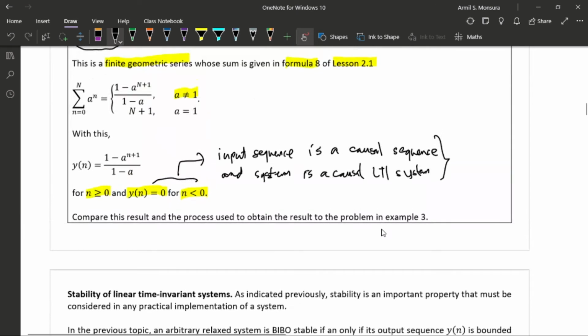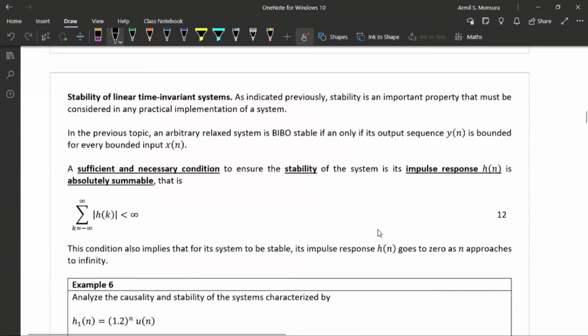So that's causality. Okay, now let's talk about stability. As indicated previously, stability is an important property that must be considered in any practical implementation of a system. Again, you need your system to be stable, because a system that is unstable would lead to output sequences that have a very high value.